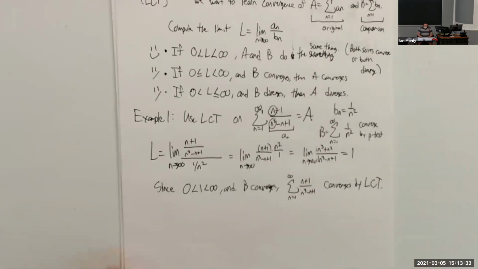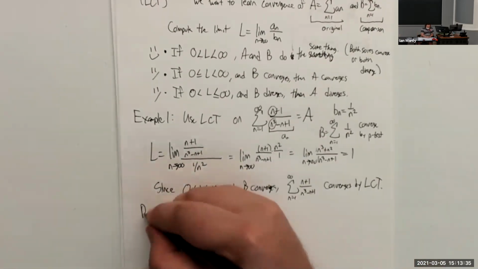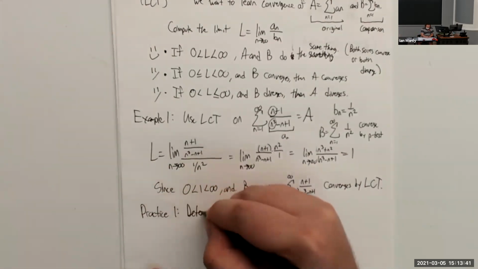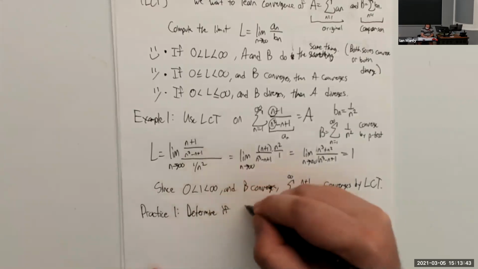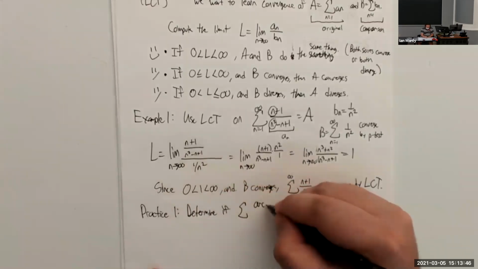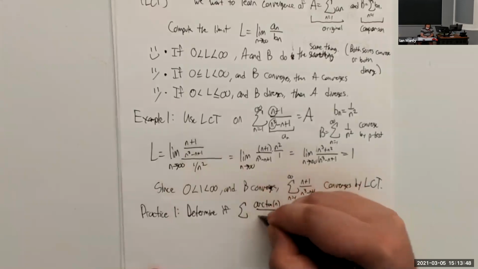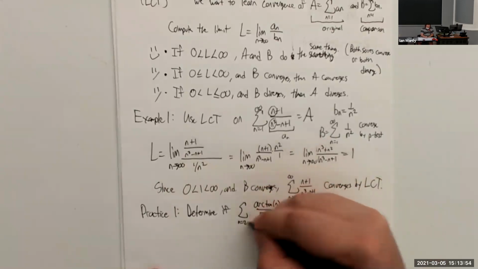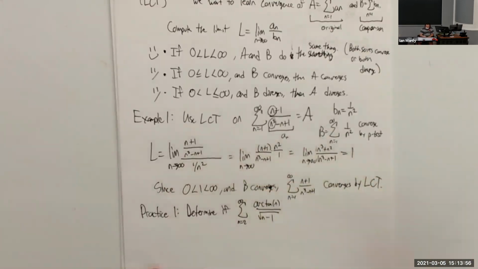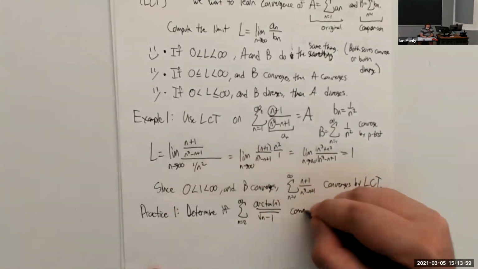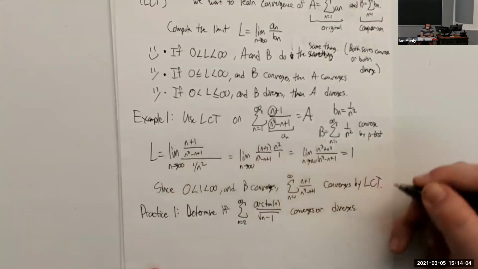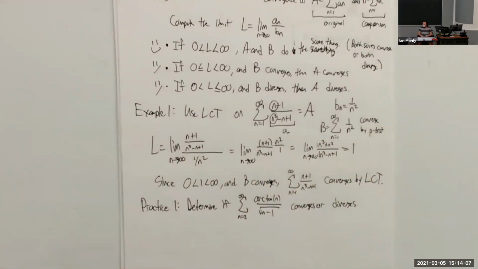All right. So with that example done, let's do a similar one, only you guys will lead the way this time. Determine if the sum of arctan of n over the square root of n minus 1, starting from n equals 2 and going to infinity, converges or diverges. I know it says 1 in the notes, but that's a mistake. All right. Why don't you guys take a look at that one?